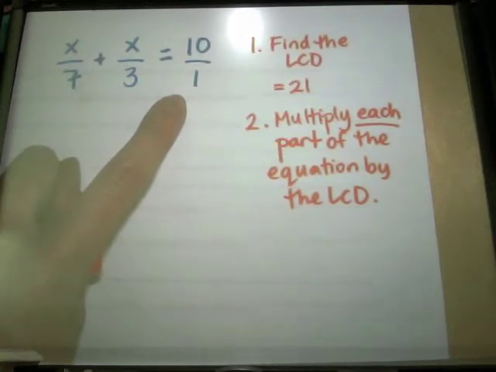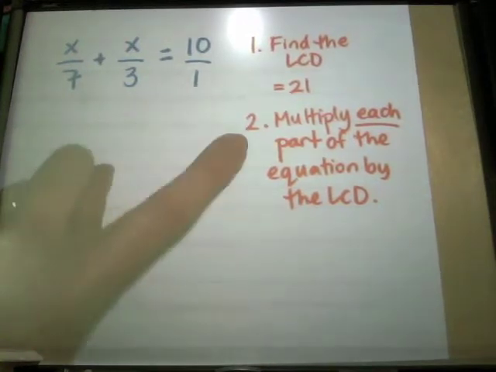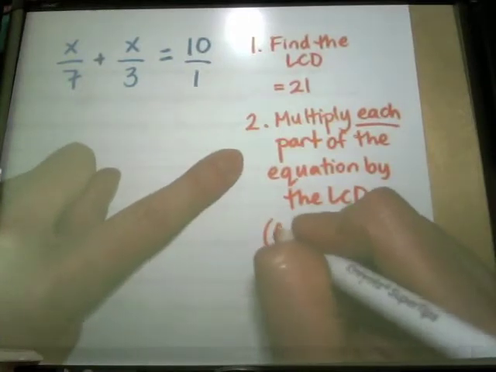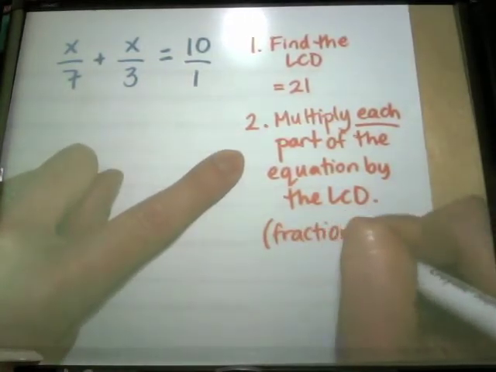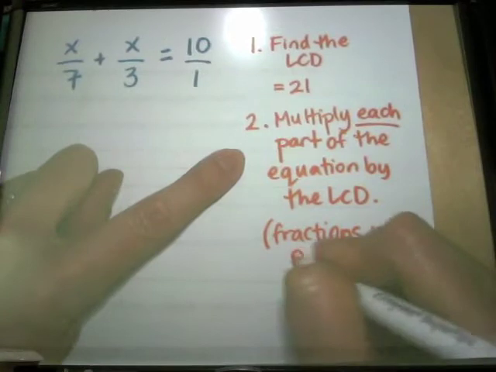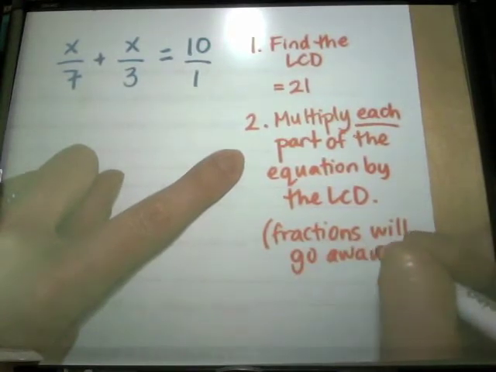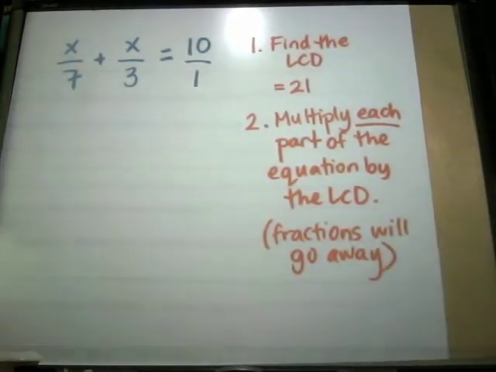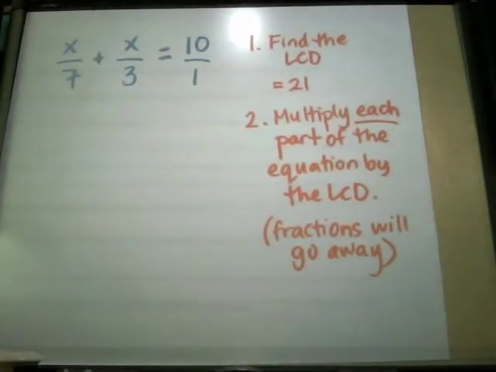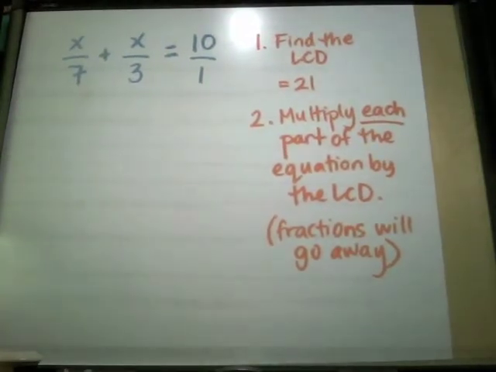Now the goal of this, here's the good news, is when we do step 2, the fractions will go away. We never had that in chapter 6. We were dealing with those fractions, those really hard, difficult fractions the whole way through. So, let me show you on this. The fractions will go away. Here's what's going to happen.